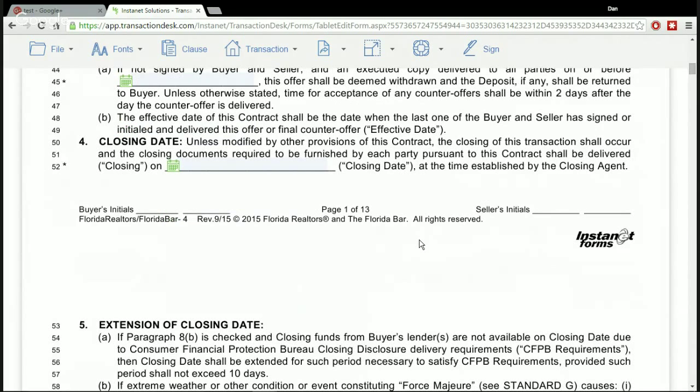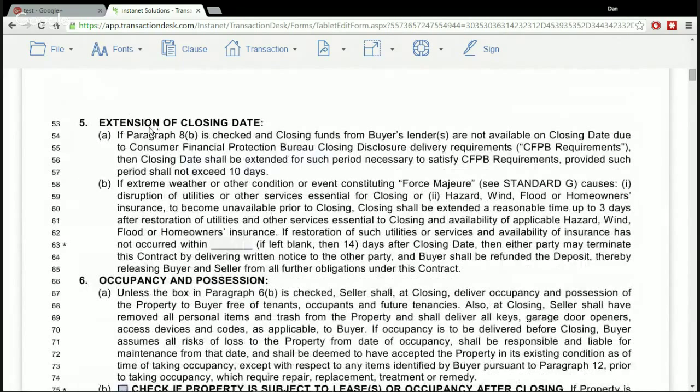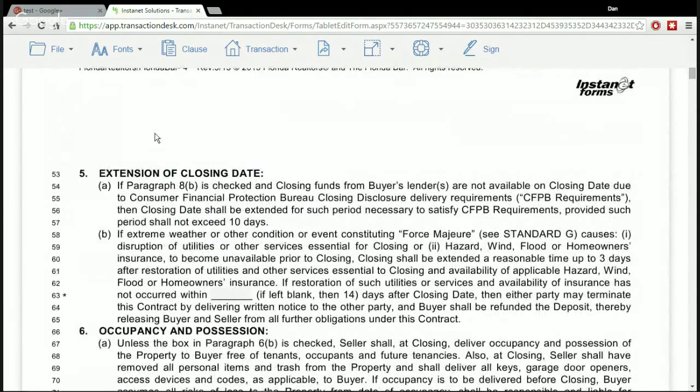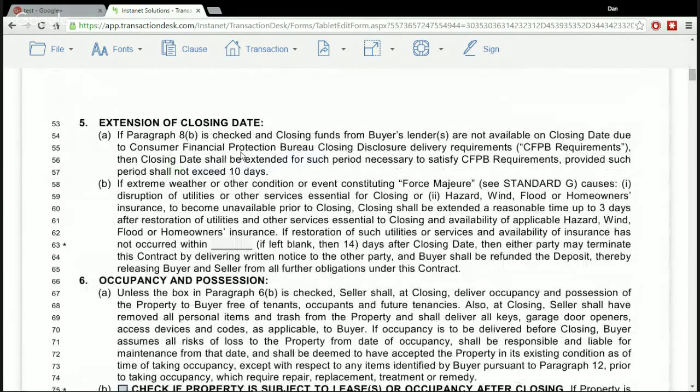Don't think I need to go into too much on that. Extension of closing. The Consumer Financial Protection Bureau has done a wonderful thing. They've increased the period of time that it takes us to get our contracts closed by way of merging a few different closing procedures relating to title and lender responsibilities. Anyways, short story long, this part A deals with that.